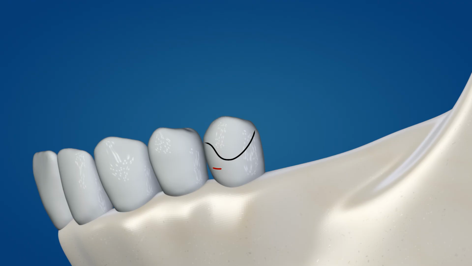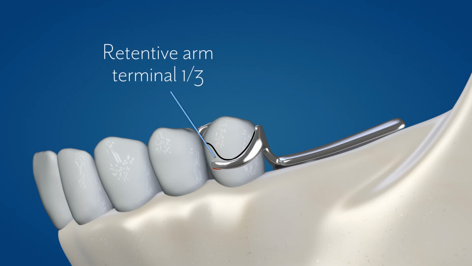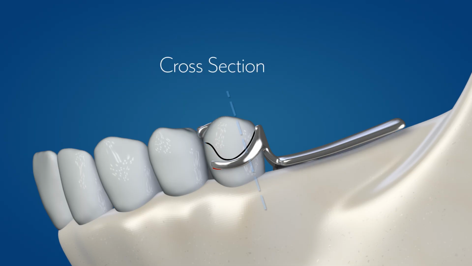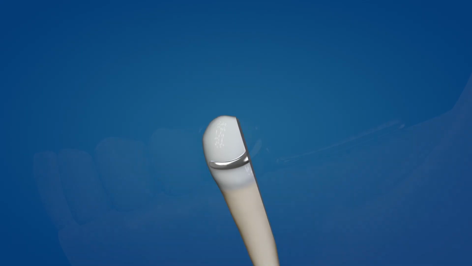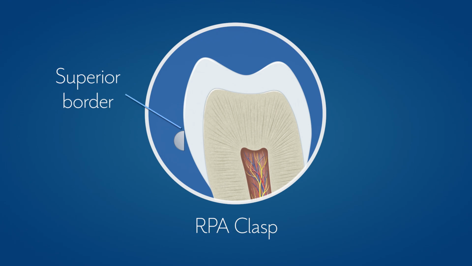Watch very carefully as the retentive arm is phased in. Notice that the superior border of this arm is located at the height of contour, and it is only the terminal 1/3 of the retentive arm which departs from the survey line to engage the measured undercut. If we were to cross-section the tooth, we would discover that the superior border of the retentive arm is positioned against the tooth, but the internal surface of the clasp arm drops vertically to permit complete freedom of movement as the assembly moves upward or downward.